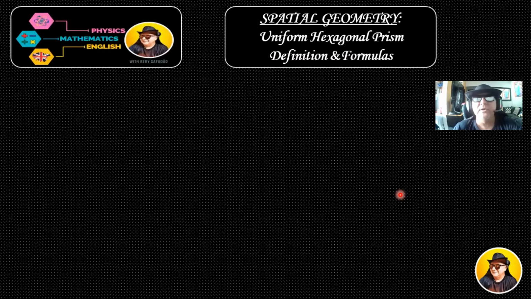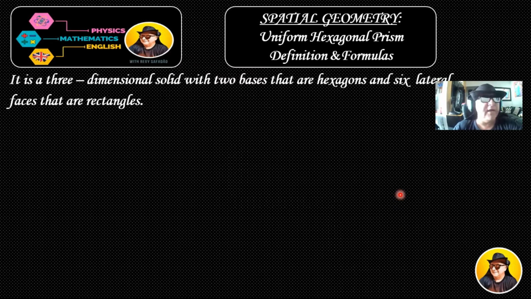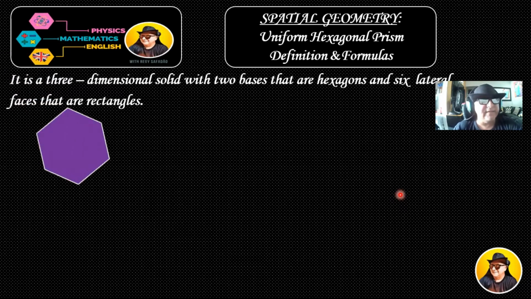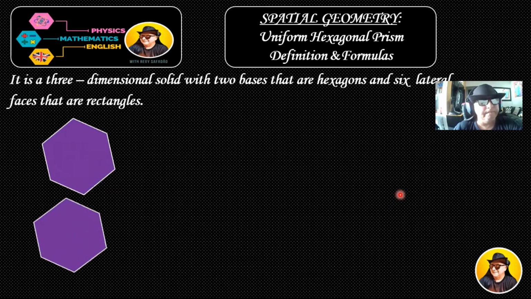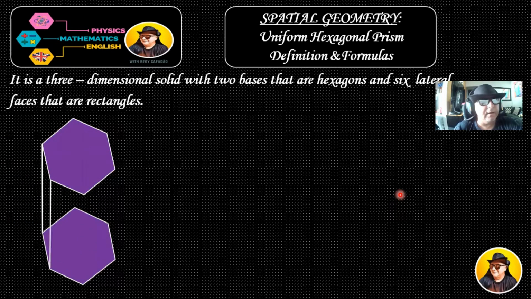Let's see the next figure. It is the uniform hexagonal prism. Definition and formulas. If you ask me, I'm going to tell you, it is a three-dimensional solid with 2 bases that are hexagons and 6 lateral faces that are rectangles. Let's see the body. Okay, you see?